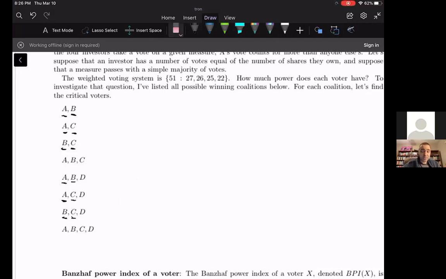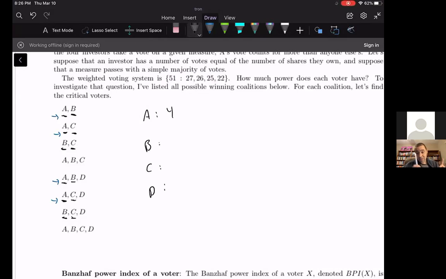Okay, so John Banzhaf said, let's think about all the ways that a measure could pass, think about who's critical in each coalition, and then for each voter, let's just count how often their opinion matters. So how often is A critical? How often is A actually needed in a coalition? If I just count, there's an underline, there's an underline, underline, underline. A is critical in 4 different coalitions.